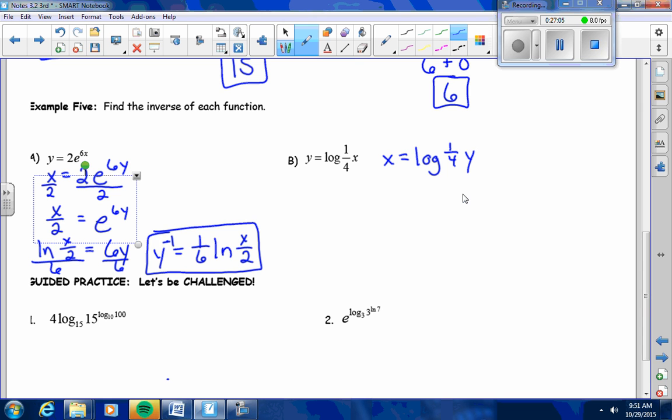Now what? I cannot divide by log of 1/4 because it's the log of 1/4 y. So all of that is stuck together. So there's no dividing I can do. So what should I try to do instead? I can't multiply by 4 because I'm taking the log of 1/4 y.